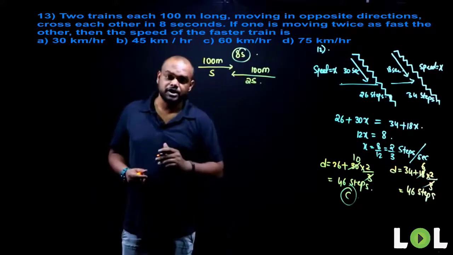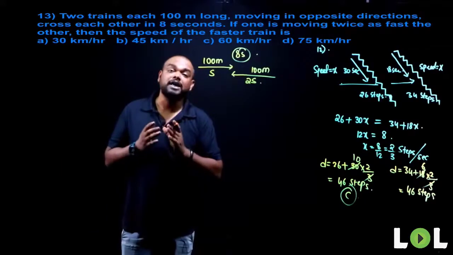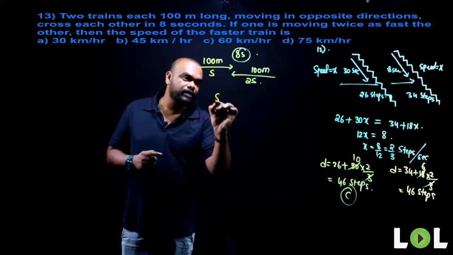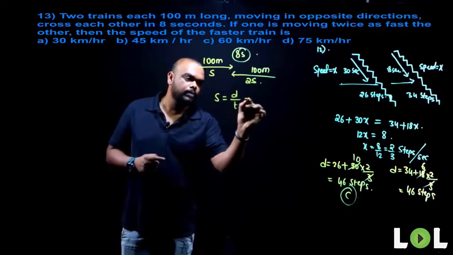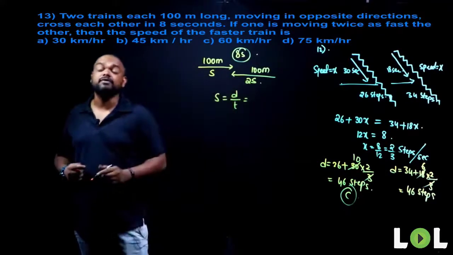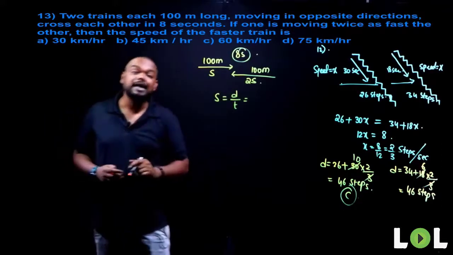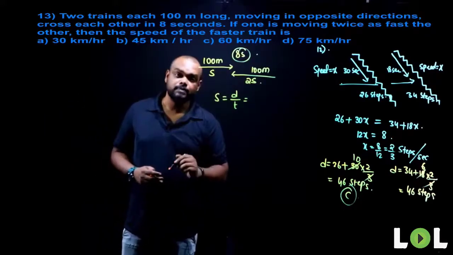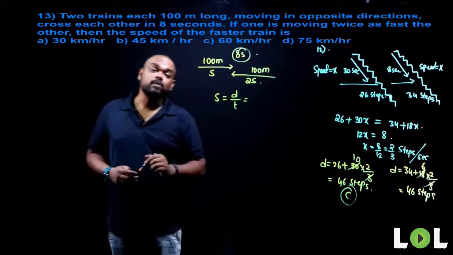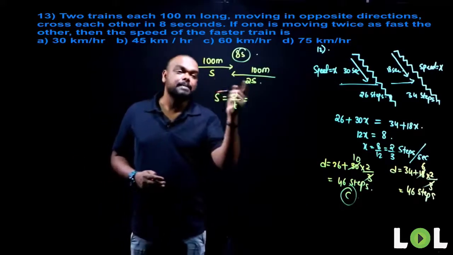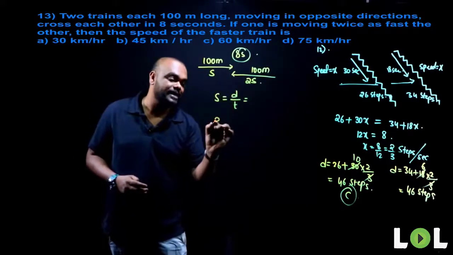This is the approach. What do we want? Speed. So start with the speed formula. We know that speed is equal to distance by time taken. How many speeds are there? Two speeds are there. Which speed do we use? Relative speed. Why relative speed? Because there are two moving objects. What is the relative speed here? Opposite direction means sum of the speeds. s plus 2s, that is 3s.